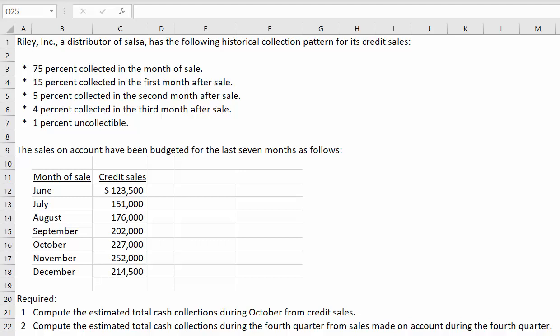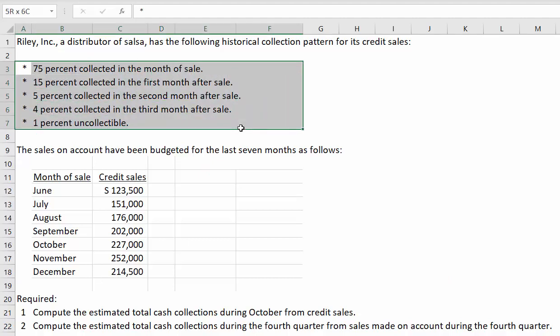Let's take a look at this budgeted cash collections problem. Now I'll read it to you. Riley Inc., a distributor of salsa, has the following historical collection pattern for its credit sales. And I'll just click up here and you can see. So what information did they tell us?